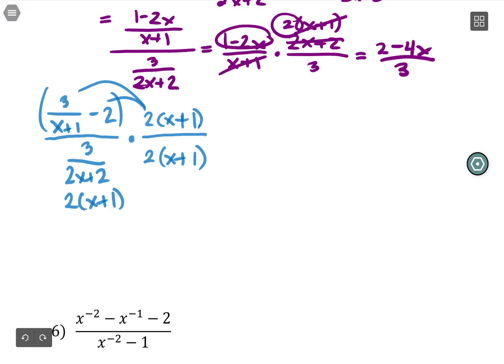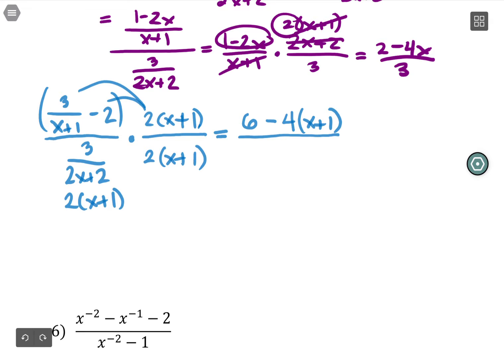The bottom is a single fraction. There's no addition, subtraction, so no distribute. But the top, there absolutely is a distribute. When we multiply 3 over x plus 1 by 2 times x plus 1, the x plus 1s will cancel, but the 3 will be left and the 2 will be left, which is 6. 3 times 2. When we multiply 2 by 2 times x plus 1, we'll get 4 times x plus 1, which I will simplify, but I'm going to leave for now.